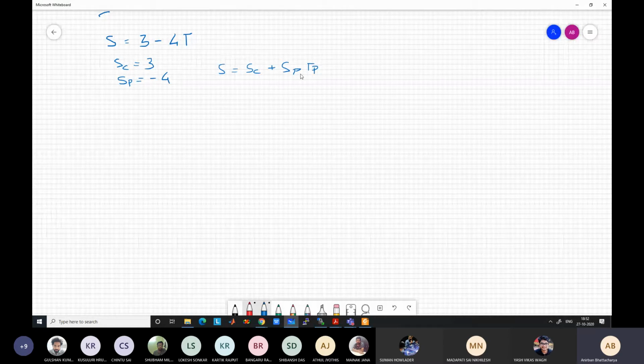But because we are calculating for the P grid point, we are writing it as TP. Okay. So SC is equal to 3 and SP is equal to minus 4. This is one solution. What can be another solution?